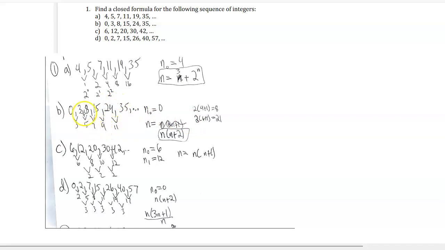Moving on to the second one, we have 0, 3, 8, 15, 24, 35, with n0 equals 0. Between the first two, I saw that 3 is the difference. Between 3 and 8, 5. Between 8 and 15, 7. Between 15 and 24, the difference is 9. And between 24 and 35, the difference is 11. So here I found a pattern of increasing odd integers between the numbers, starting with 3.